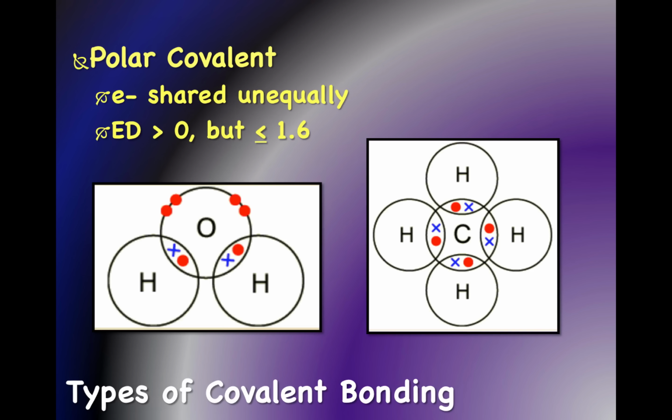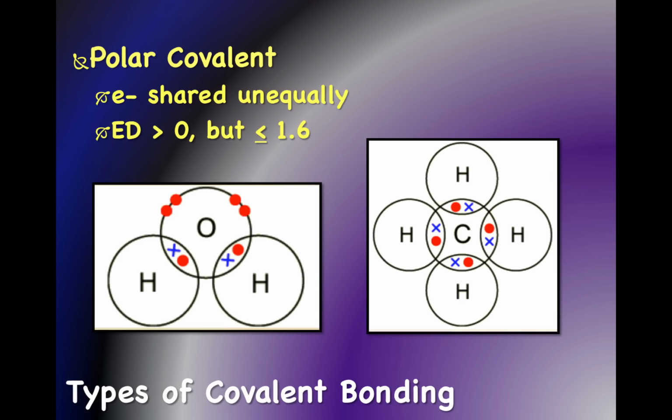Now let's consider the polar covalent bond. In polar covalent bonding, the electrons are shared unequally. One of the atoms involved in the bond has a greater attraction for electrons than the other atom. This means that the bonding electrons are closer to the atom with the larger electronegativity. If you look up the electronegativities between the 2 atoms and it is greater than 0, but less than 1.7, it is a polar covalent bond.